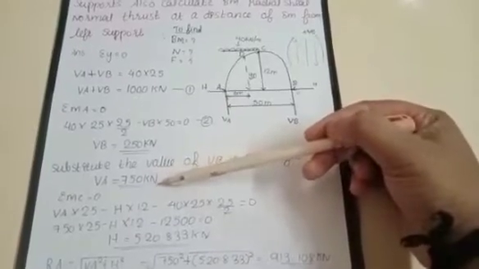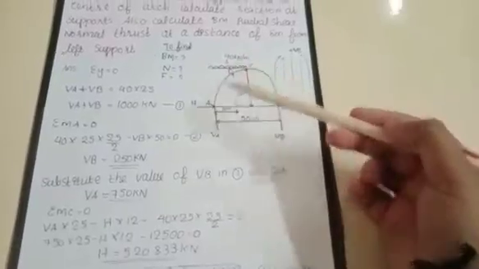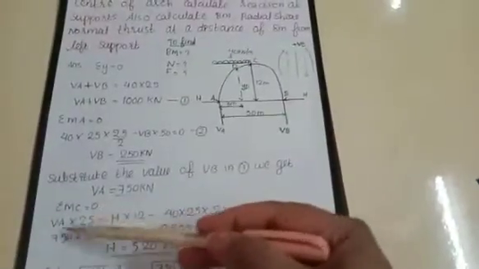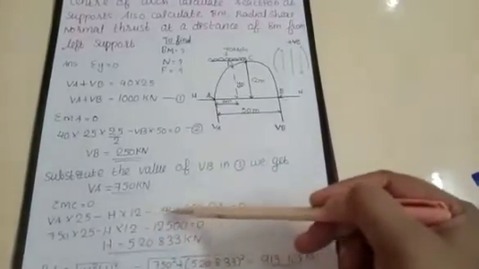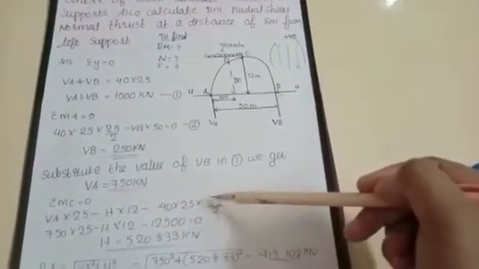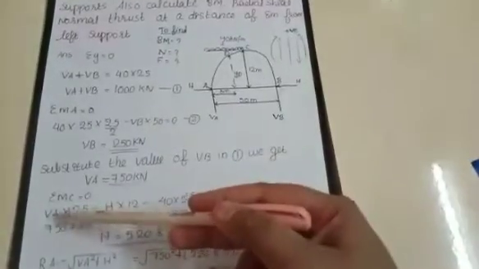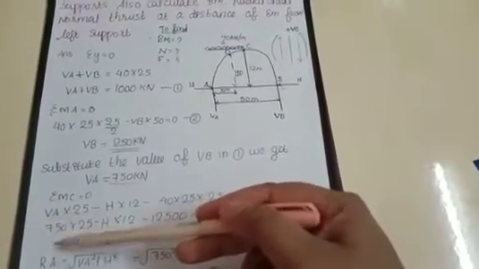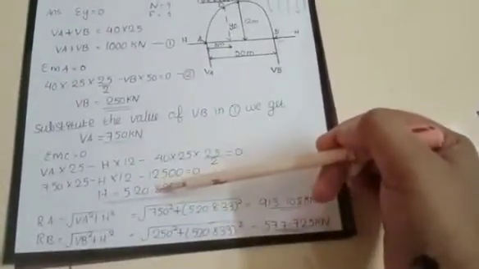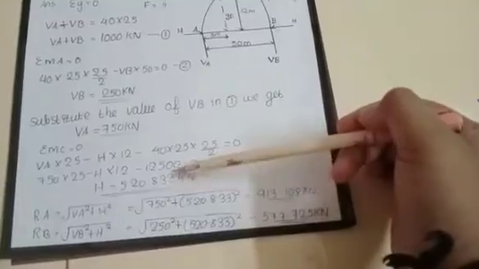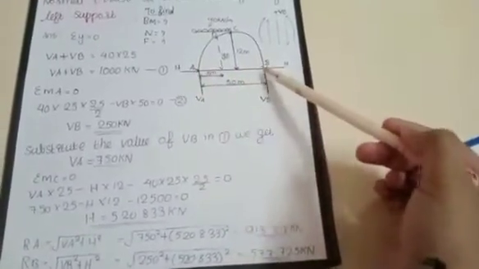Then to find H, we take moment at crown. That is sigma MC equal to 0. VA into 25 minus H into 12 minus 14 into 25 into 25 by 2 is equal to 0. Substituting value of VA, that is 715 kN, we get value of H is equal to 520.833 kN. Then we want to find reaction at point A and point B.